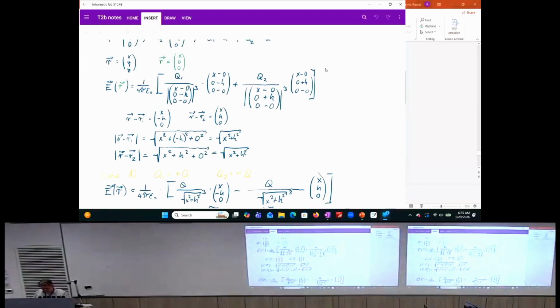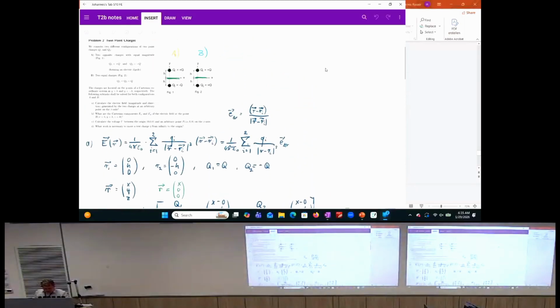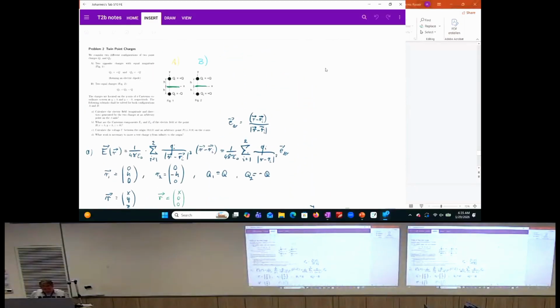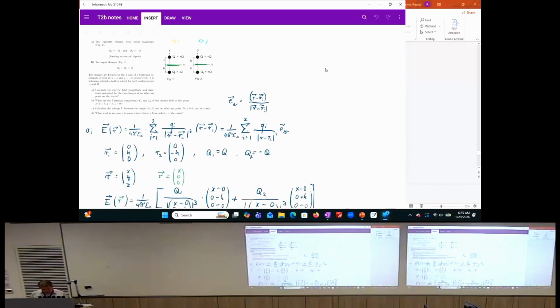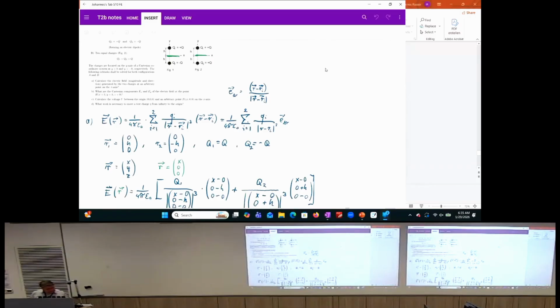So yesterday we had a problem where we had the twin point charges, both equally spaced from the x-axis, one with the charge plus q and one with the charge minus q. And in the other scenario, we had the same charges on either side. So the question was first to calculate the electric field by magnitude and direction.